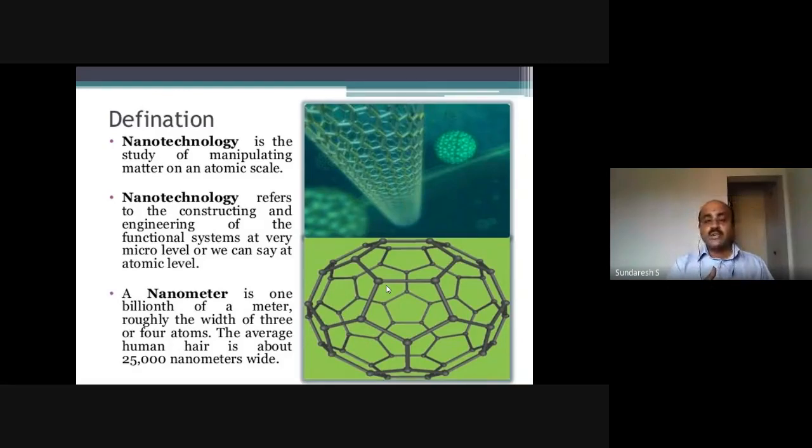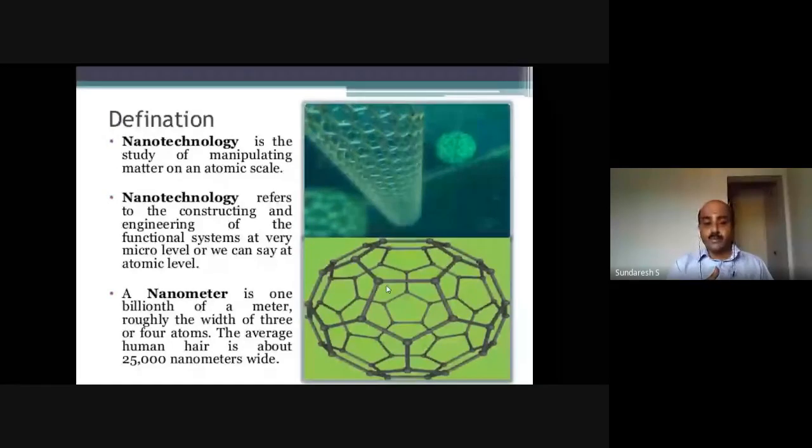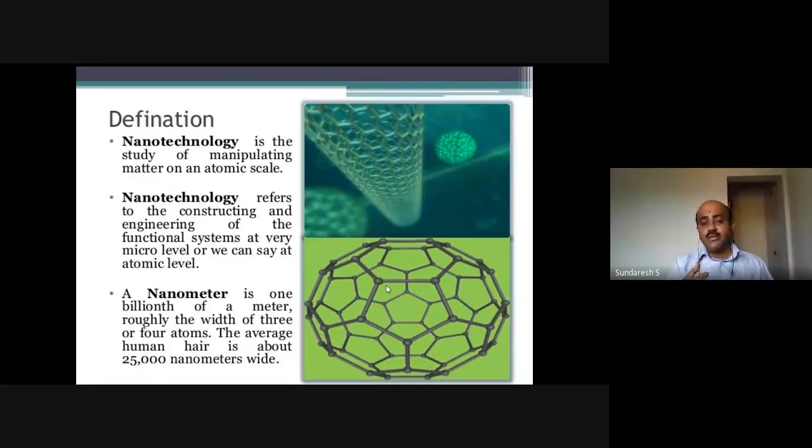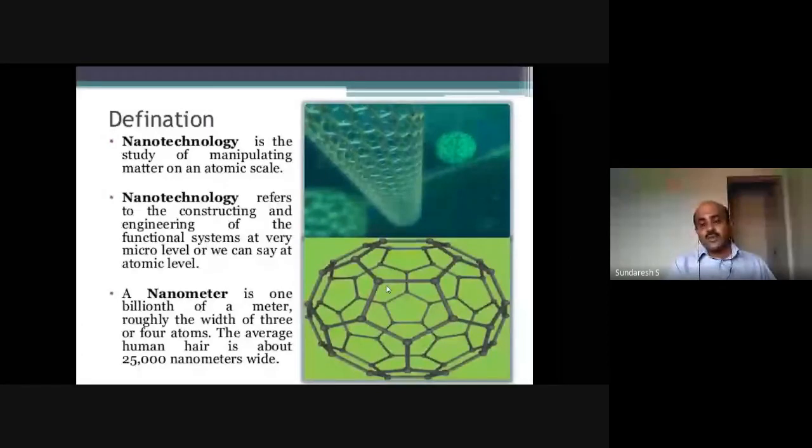It also refers to the constructing and engineering of functional systems at a very micro level, or we can say at the atomic level. When you want to do any manipulations or modifications for the functional systems, we are talking at the atomic level. Atoms are a very minute part of any matter, right? So the technology which refers to the constructing and engineering of functional systems at the atomic level is what we call the definition of nanotechnology.